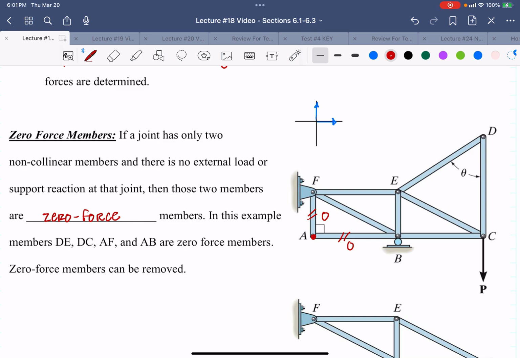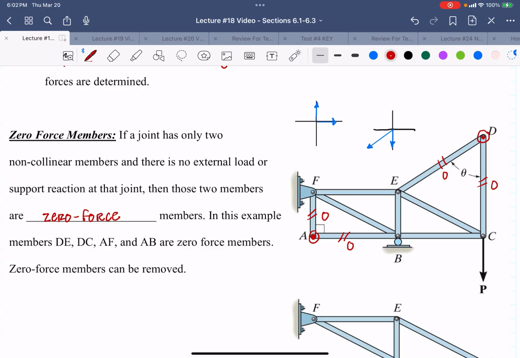Similarly, if I look over here at D, I'm going to notice that if I was to draw a free body diagram for D, I'm going to have one force going down, and I'm going to have the other force off at an angle. Now, the reason that this is a zero force member is because this force going off at an angle has an x component. But since we don't have any other x forces, it's got to be 0, which makes the one going down, FDC, also equal to 0. So both of these are equal to 0.